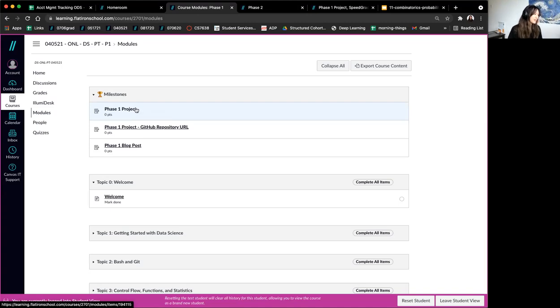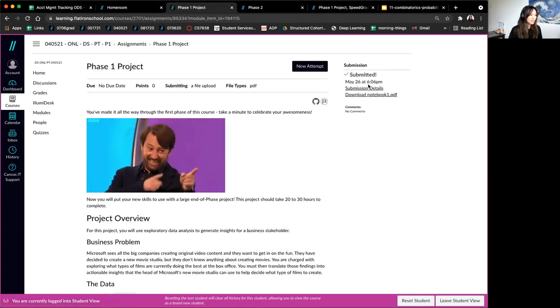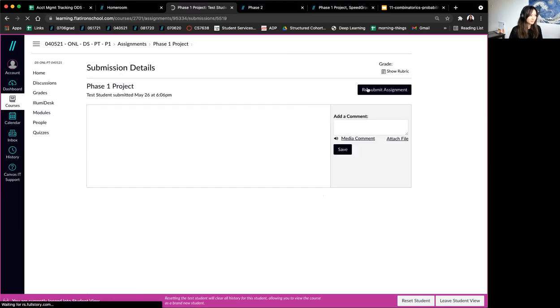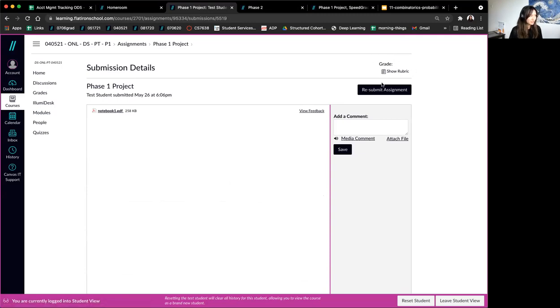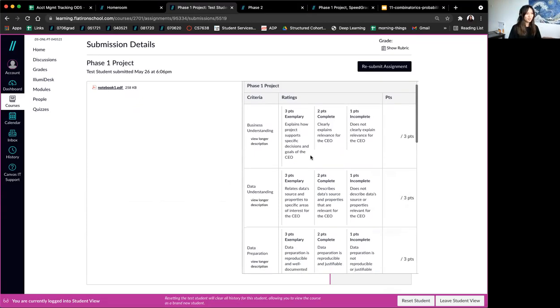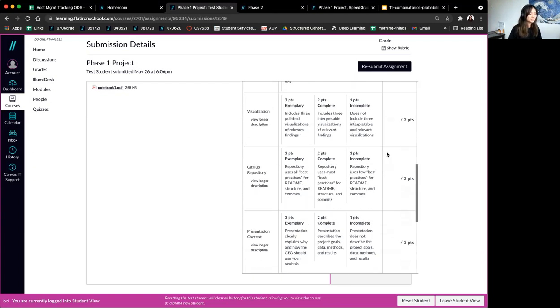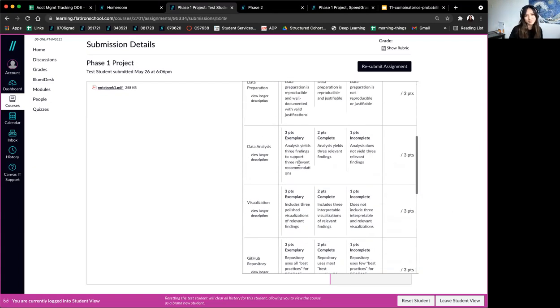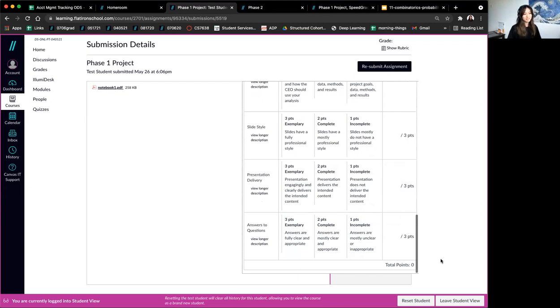To find the feedback, you click into the phase 1 project, and then you go to submission details. In submission details, on the top right, there's a show rubric option. Go to show rubric, and on the version that I submit, you'll see my comments. It'll show in green whether you get 3, 2, or 1 points. There are no points for this project, it's just how the rubric is. But you'll see my comments under each relevant section, or if it's overall comments, I'll have some overall comments.